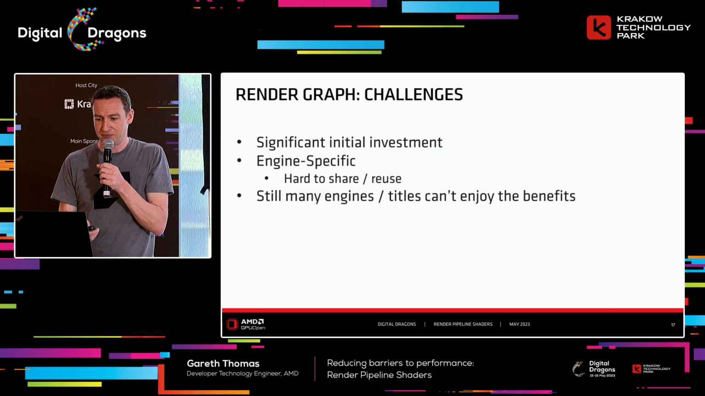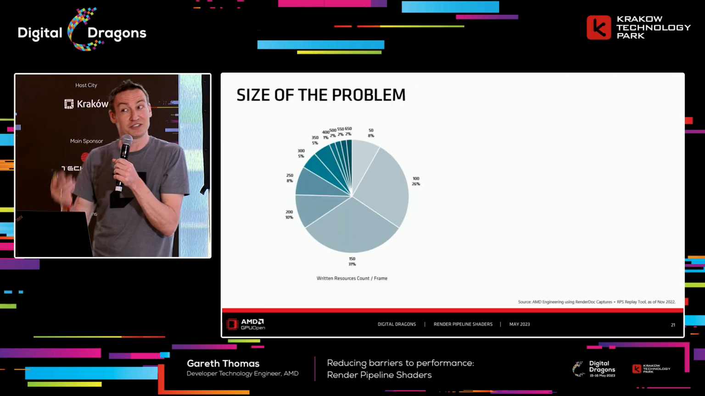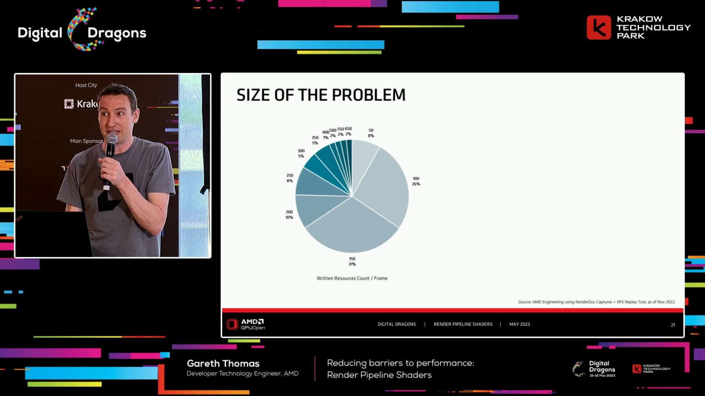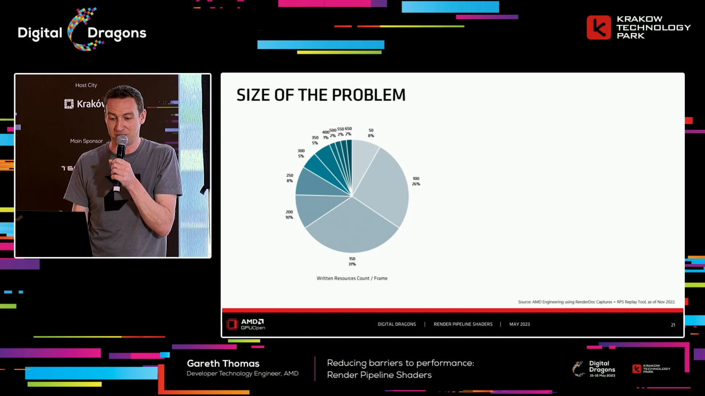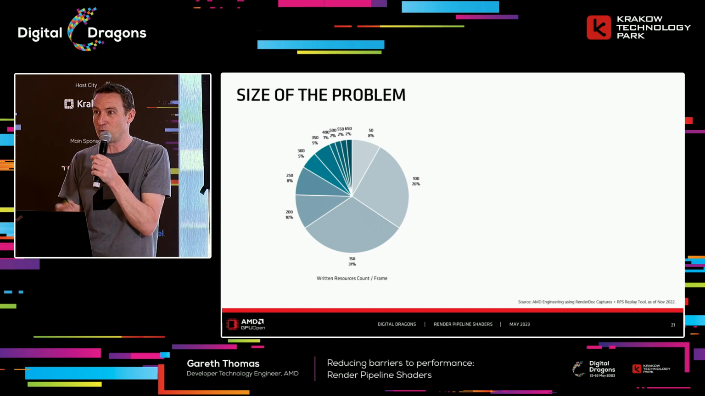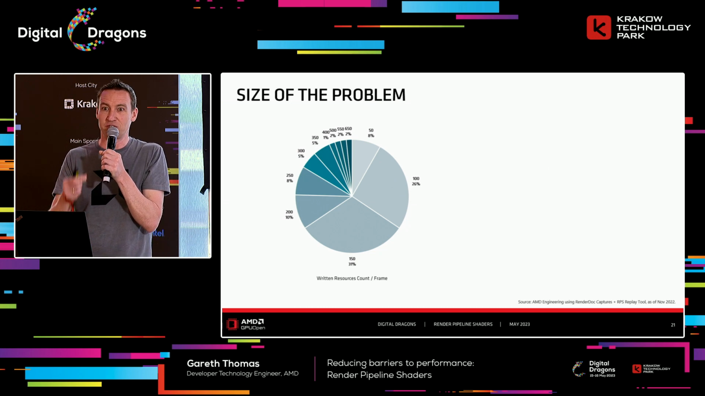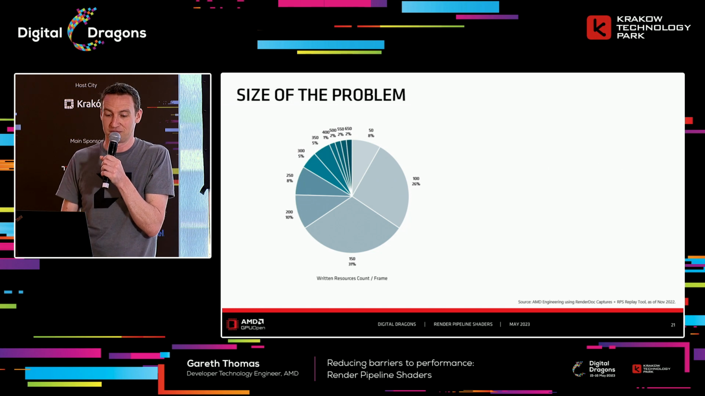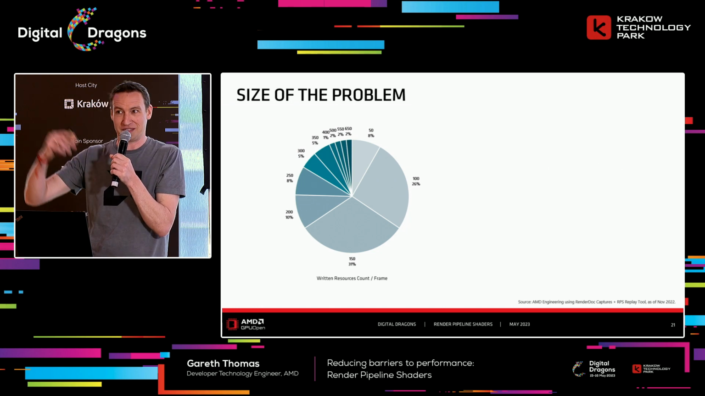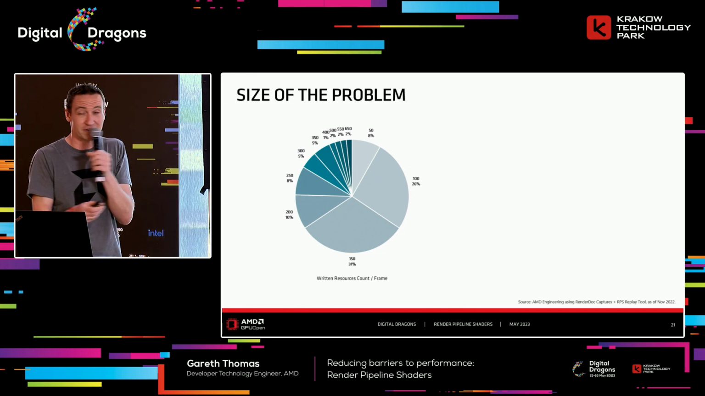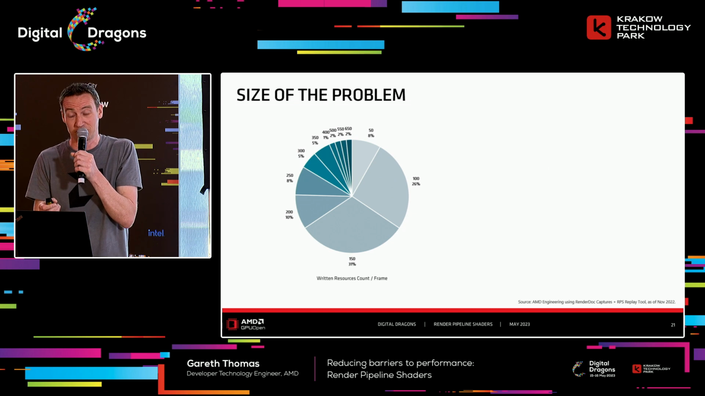So just to look at the size of the problem, which is kind of interesting. What we've done is look at a bunch of different AAA games, about 50 of them, taken RenderDoc or PIX captures and had a bit of a survey as to what they do. In terms of the number of resources that are written in a frame, even though the draw call count might be tens of thousands of draw calls, the number of resources written is in the order of low hundreds.